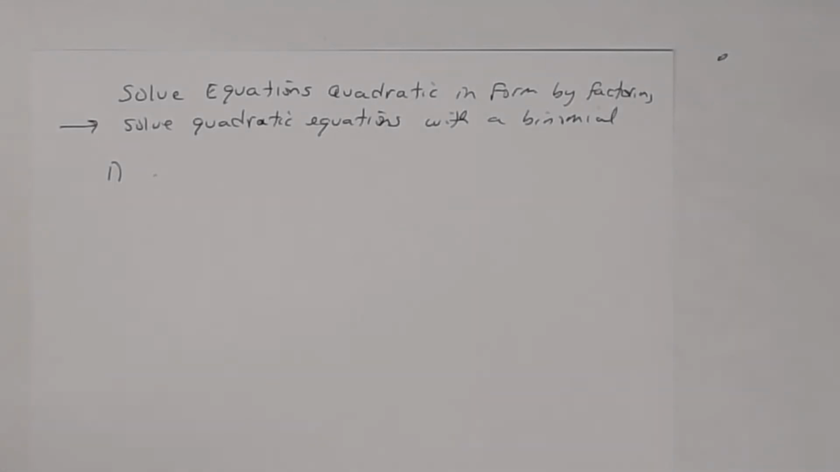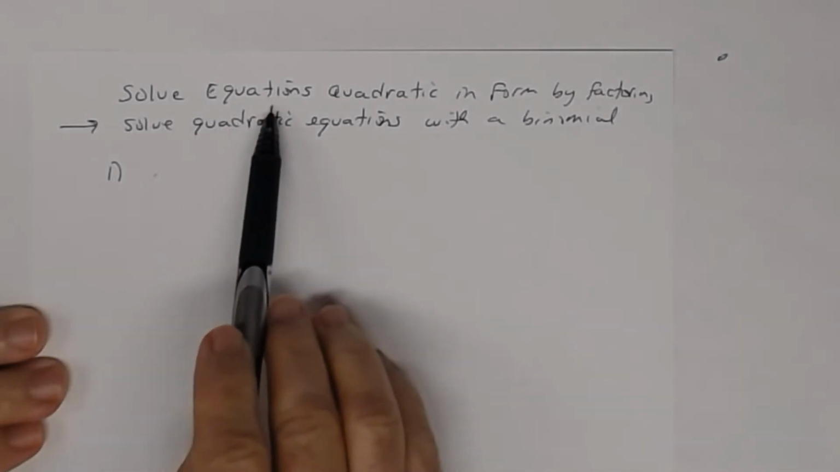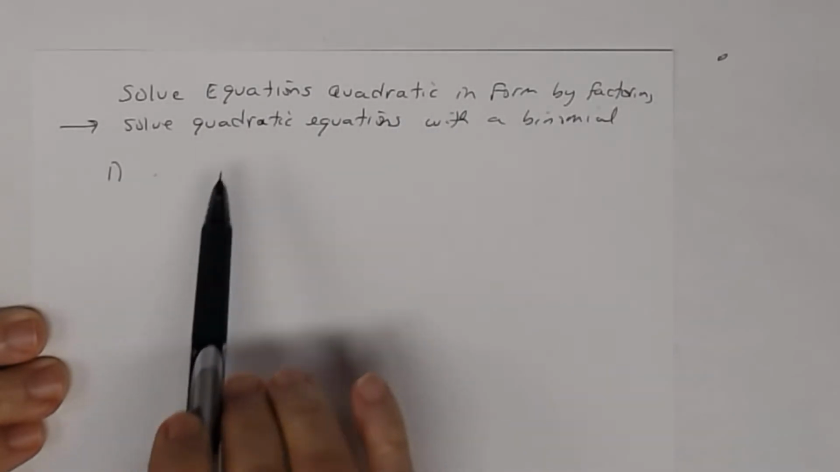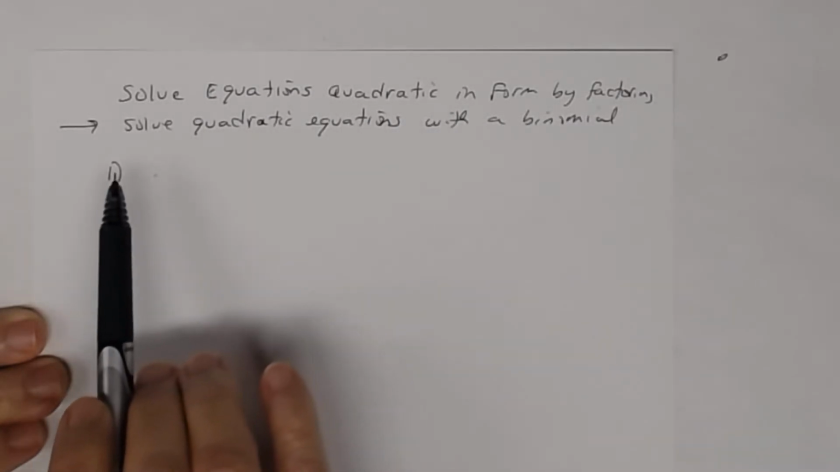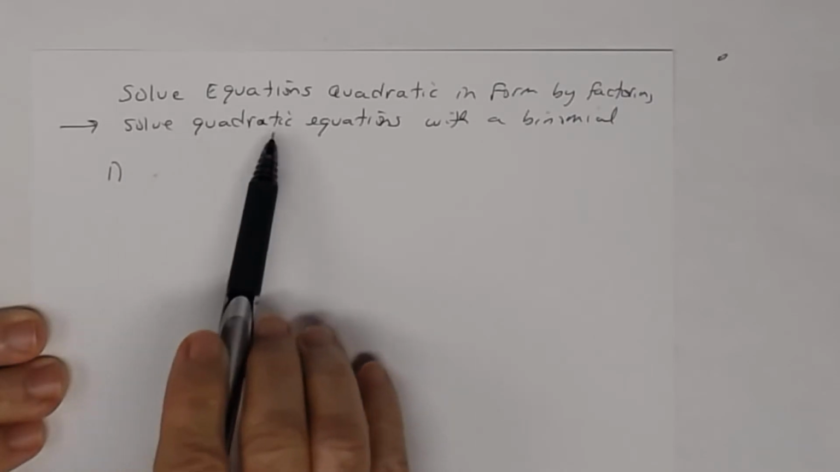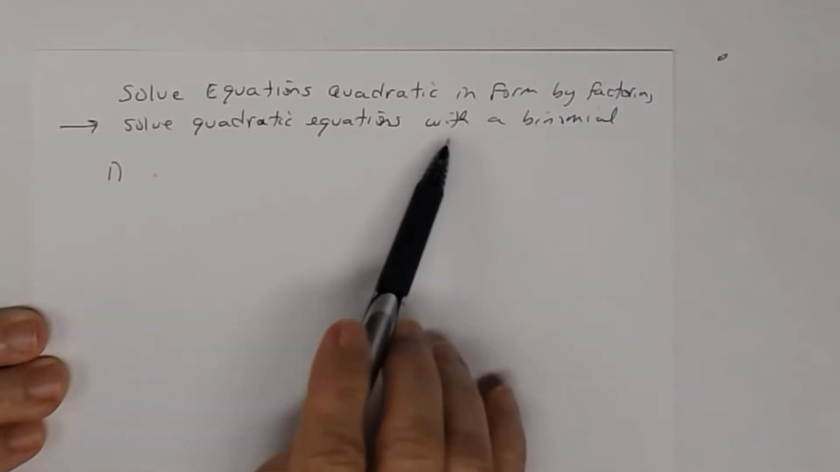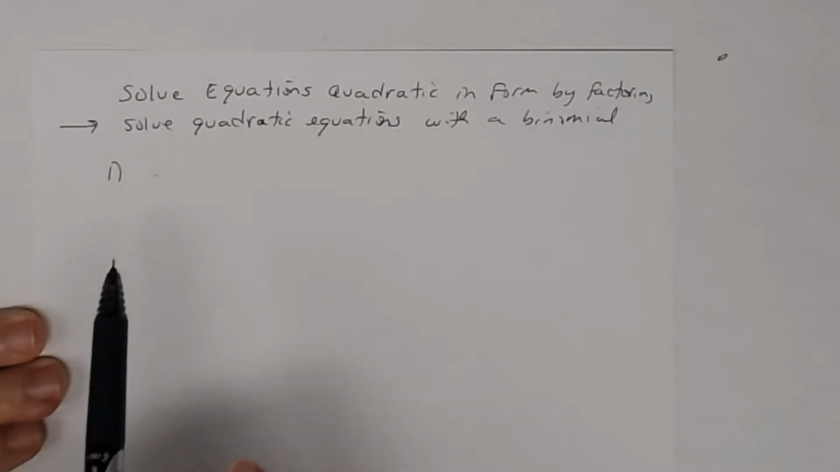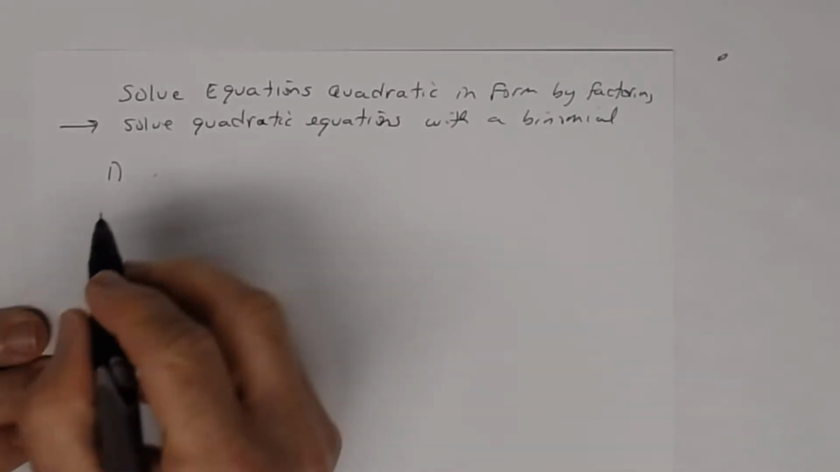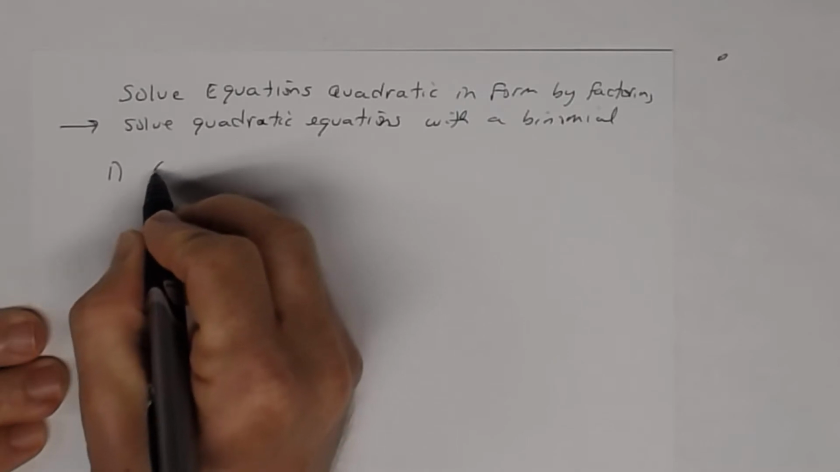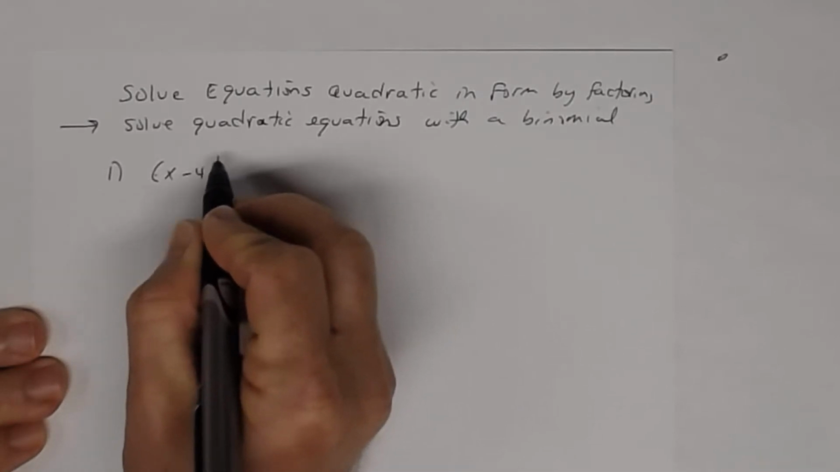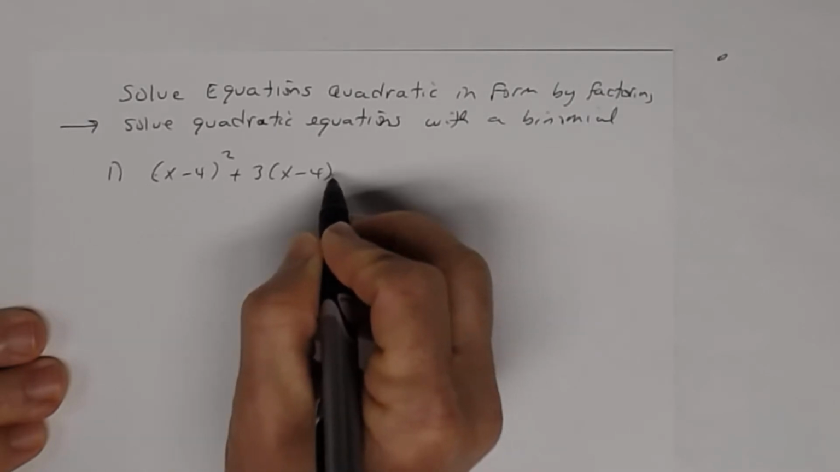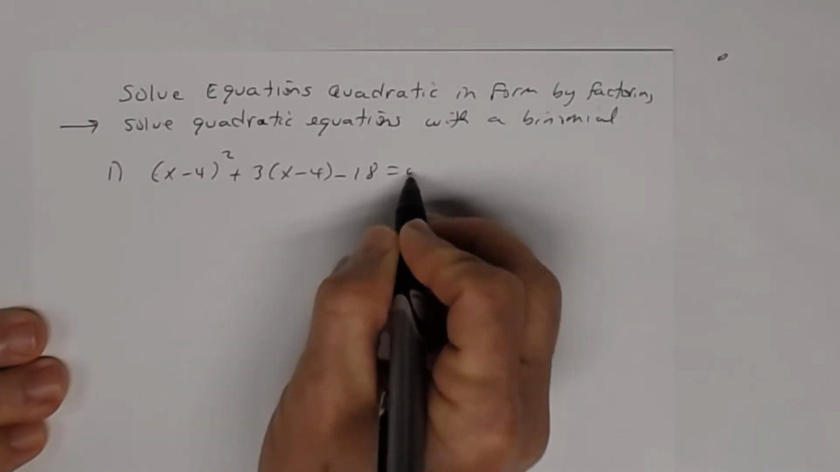In this lesson, we're going to look at solving equations that are quadratic in form, and we're going to do this by factoring. In these examples, in particular, we're going to solve quadratic equations that have a binomial in it. And you're going to see what I'm talking about with this example. So let's look at this example. In this example, we have (x - 4)^2 + 3(x - 4) - 18 = 0.